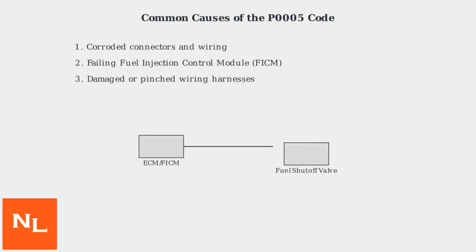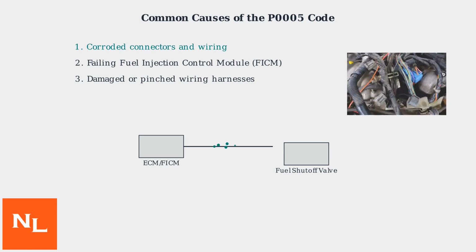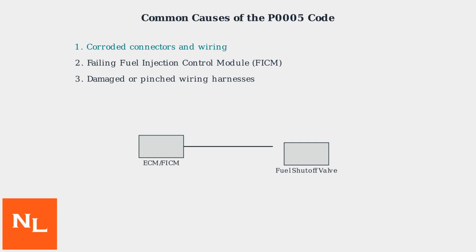Several factors can lead to a P0005 code in Ford diesel vehicles. The most common causes include corroded connectors and wiring, a failing fuel injection control module, and damaged wiring harnesses. Corroded connectors and wiring are frequent culprits, often caused by moisture exposure or age. This corrosion increases electrical resistance, creating an open circuit that prevents proper valve control.